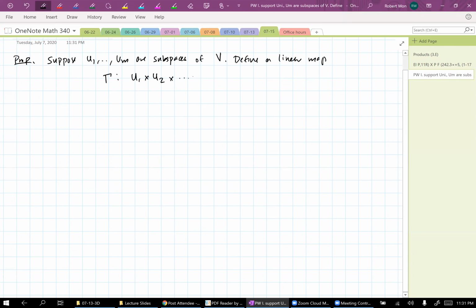Okay, so let's now suppose that U1 through Um are subspaces of a common vector space V. In other words, I could take their sum, that gives me a subspace of V. I could also take their product, that gives me a new vector space. What's the relationship? Well, let's define a linear map called gamma that goes from the product to the sum.